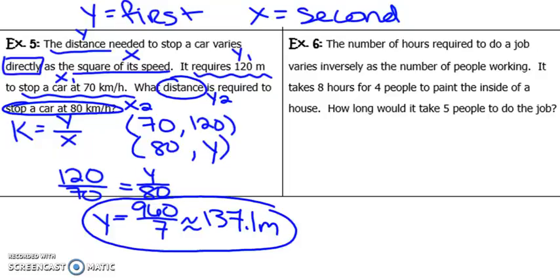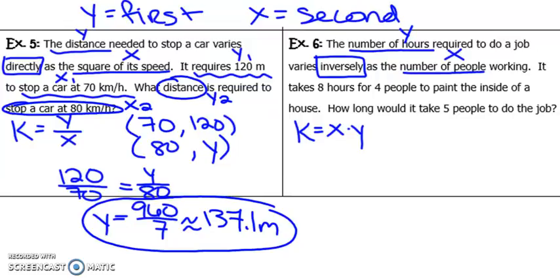If we look at example 6, the number of hours required to do a job varies inversely as the number of people working. It takes 8 hours for 4 people to paint the inside of a house. How long would it take 5 people to do the job? So I'm going to start by boxing my keyword. It's inverse, so that tells me k equals x times y. But now we need to figure out what x and y are. In this case, the number of hours required is my y, and number of people is my x.